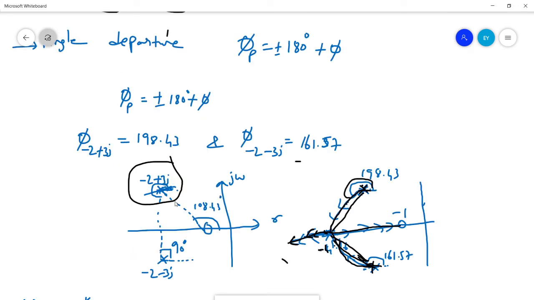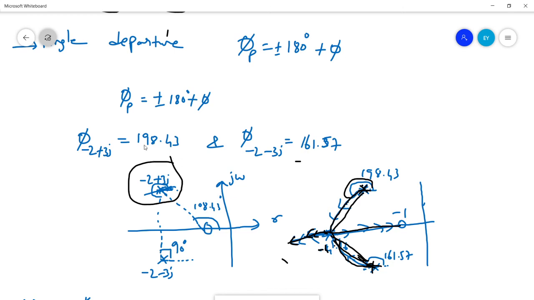If you consider a pole here, we have 2 poles and 1 zero in this example. So we need to find the angle of the other 2 elements. When you are considering this particular pole, minus 2 plus 3j, what angle will the other pole and zero make with respect to this pole? Individually we get 108.43 for the zero with respect to this pole, and 90 degrees with respect to the other pole. And if you calculate this particular phi, the angle at minus 2 plus 3j is 198.43.